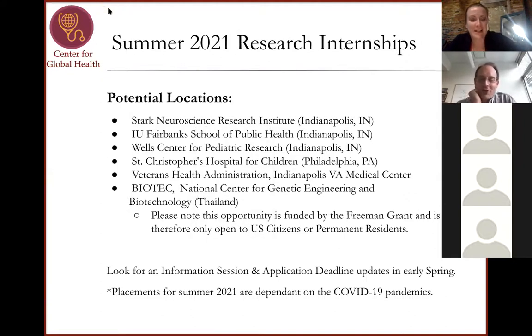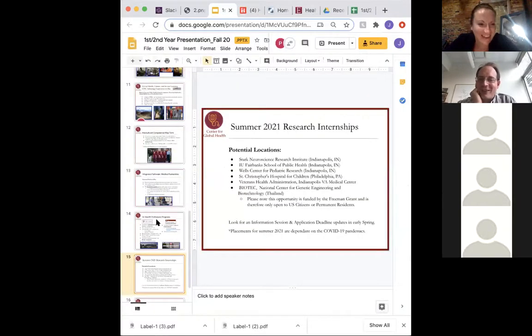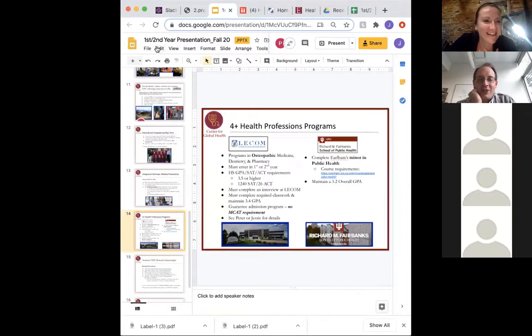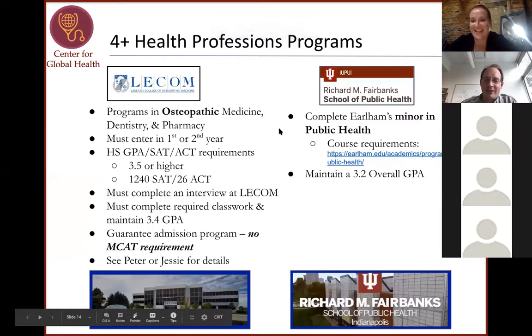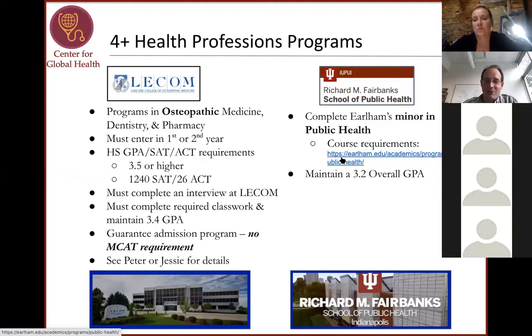That's one of the partnerships, something really to consider. The second one is our affiliation with the Fairbanks School of Public Health, which is in Indianapolis, a part of IUPUI. And this one's really great too. It could be something to do on your way towards medical school as kind of an enriching opportunity. If you do our minor, so Earlham has a minor in public health, and you maintain a very reasonable GPA, 3.2 or more, you have early assurance and are guaranteed to be accepted into their master's program at the Fairbanks School of Public Health. So this is, again, a unique kind of opportunity from the CGH that you have. So spread the word about these as well.